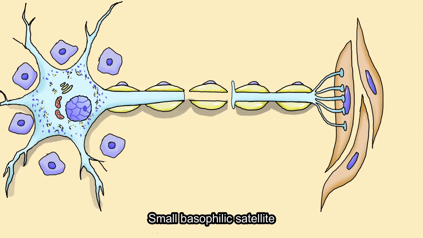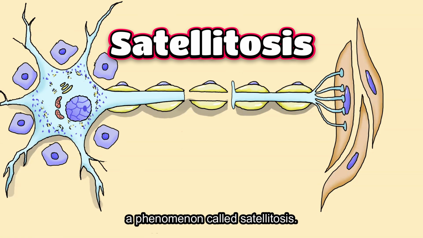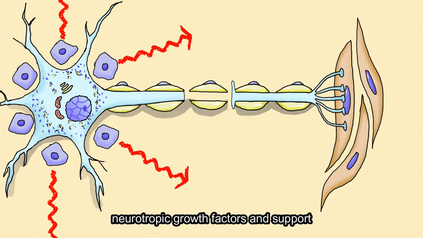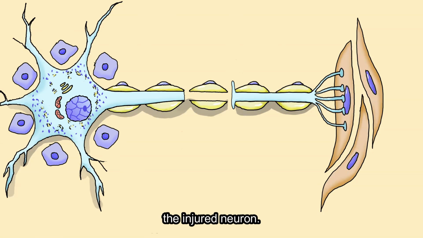Small basophilic satellite glial cells around the injured neuron become activated, a phenomenon called satellitosis. These cells are believed to provide neurotrophic growth factors and support neuronal survival. During this process, there is a temporary loss of presynaptic dendritic terminals at the injured neuron.